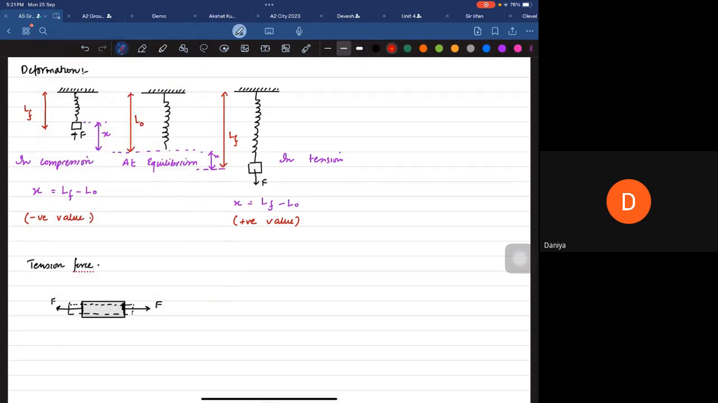So we can say tension force is a force that tends to extend an object like that. So you can write that. The next type of force we will be dealing with will be the compression force.